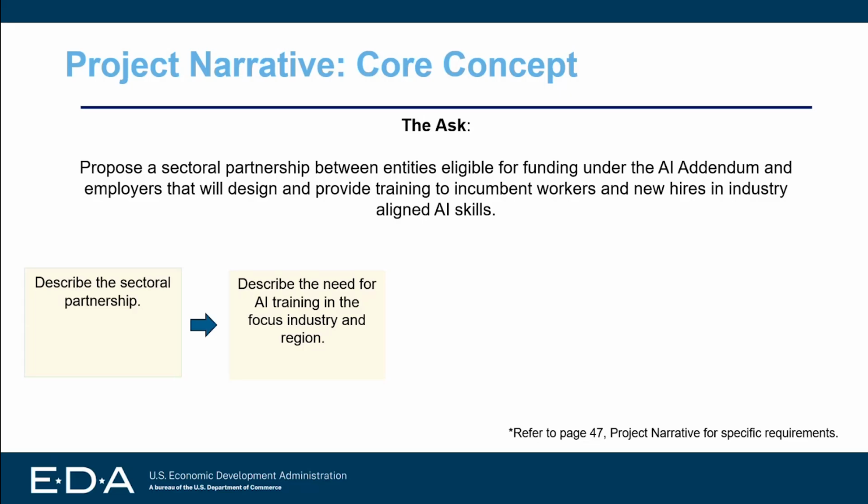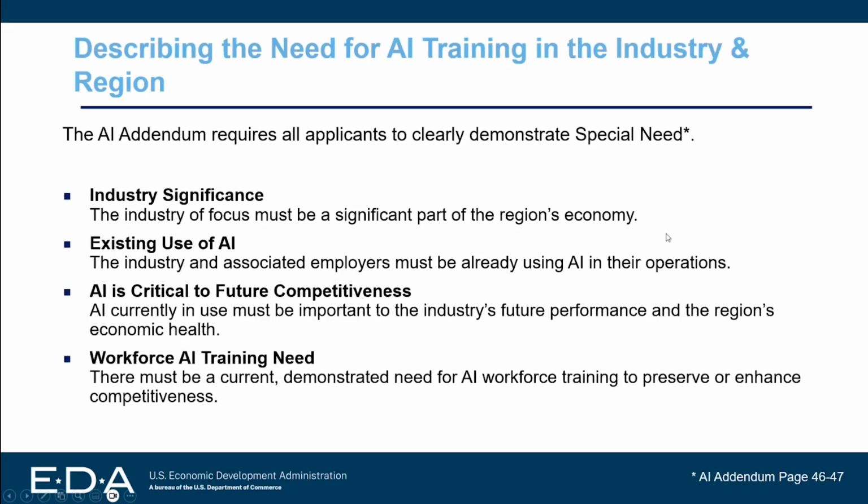So do not assume that we know what's happening in your region. That is for you to clearly articulate to us. So there are the four required components of special need. Again, this is listed in its entirety in the AI addendum, and you should consult that, as well as using this as some additional training tools.